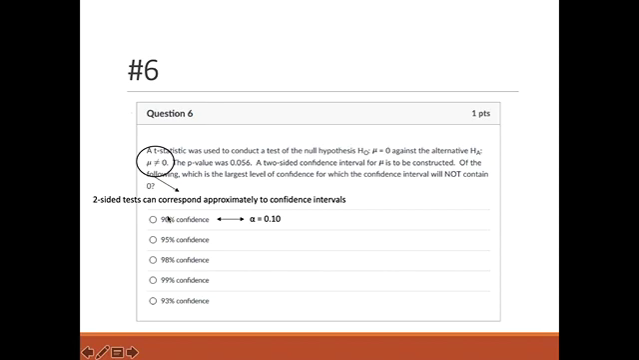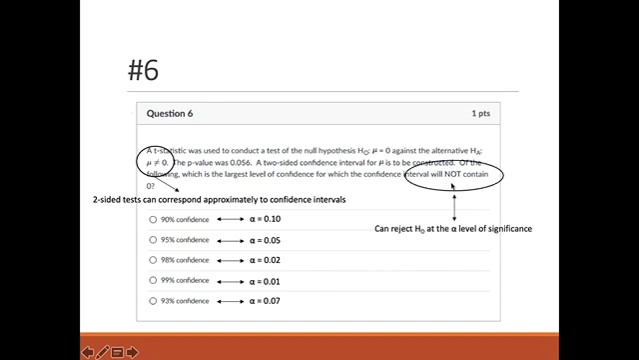So a 90% level of confidence should correspond to an alpha level of 10%. 95 will correspond to alpha of 5%. 98 will correspond to 2%. 99 will correspond to 1%, and then 93 will correspond to a 7% level of significance. So the next thing to be mindful of is the word not here. If the confidence interval does not contain 0, what that means is we are rejecting the null hypothesis.